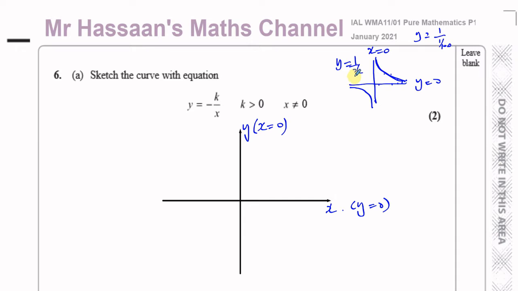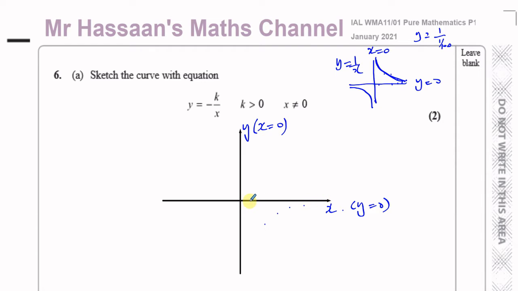And when x becomes negative, y becomes negative. But here we have a situation which is different. It's kind of like this graph, but it's going to be in these two quadrants instead. Because when, just say k was equal to 1 for now, when x is 1, y is minus 1. It's going to be down here. And when x is 2, y is minus a half. When x is 3, y is minus 1/3, and so on. It's going to get closer to the x-axis without touching it.